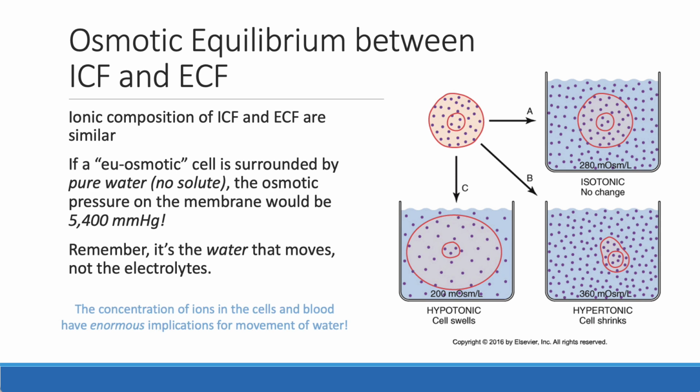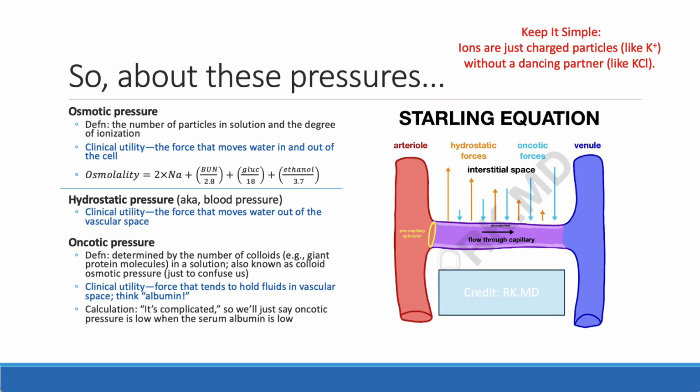Okay? So this pressure that we have, this concentration of ions in the cells and in the blood, and when we compare them side by side, it has a huge implication for how water moves in the body. So this osmotic pressure is very important. So too are the pressures that move fluid in and out of the bloodstream.